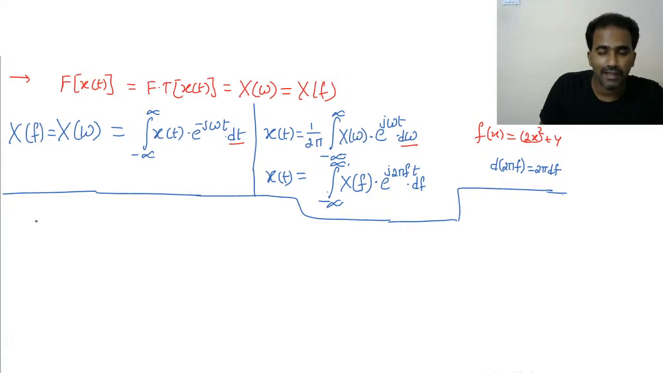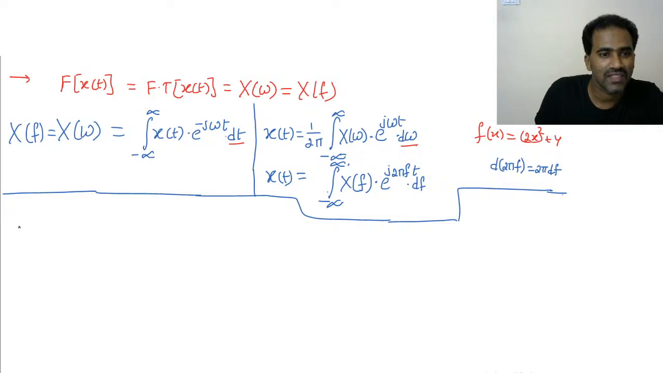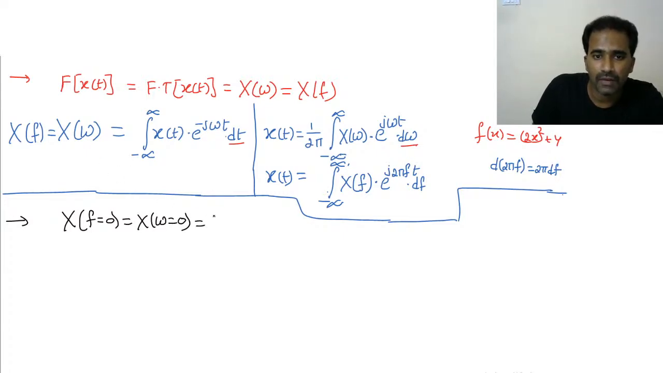Fine, wonderful. Now let me make the observations. Simple observations, but very interesting. In this formula, I'm putting f equal to 0 or omega equal to 0. Both are the same, no? If you put f equal to 0, omega is also 0, because omega equals 2 pi f. Now what is happening on the right hand side? Wherever omega is there, replace it with 0. What happens?